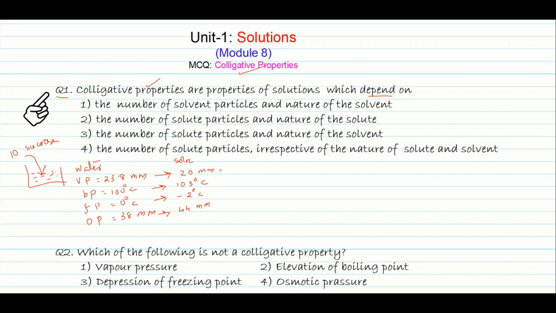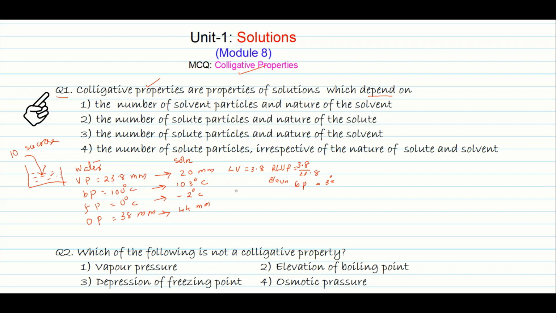So the lowering of vapor pressure we can write it is 3.8. Usually we write lowering of vapor pressure as relative lowering of vapor pressure, RLVP. It is obtained by dividing lowering of vapor pressure by original vapor pressure, 23.8. Then increase in boiling point, here we say elevation of boiling point. Elevation of boiling point, here it is 3 degree Celsius.